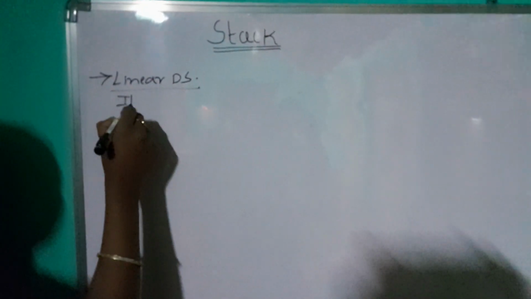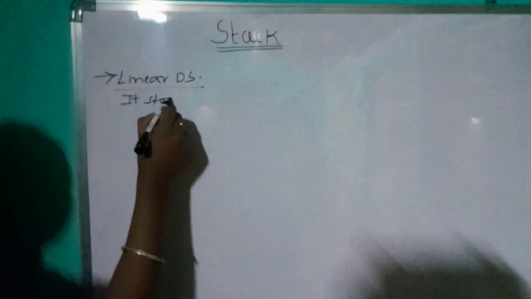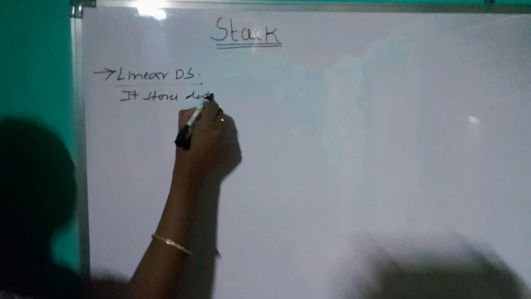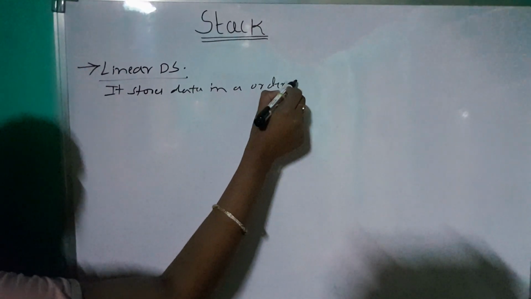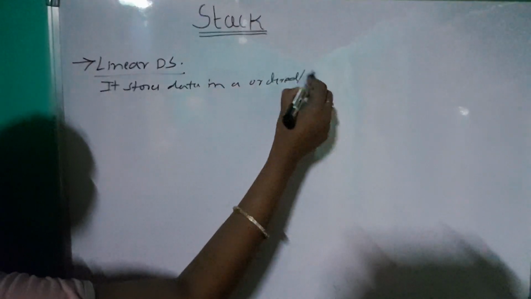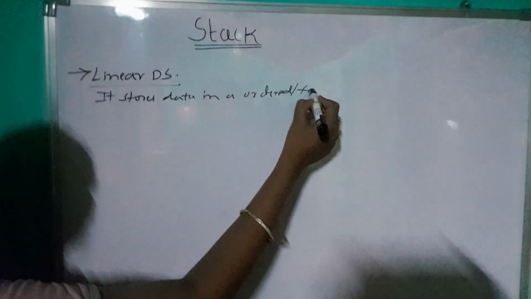Today we are going to discuss the stack data structure. It is a linear data structure. Here, linear data structure means it stores data in an ordered format, or sequentially.